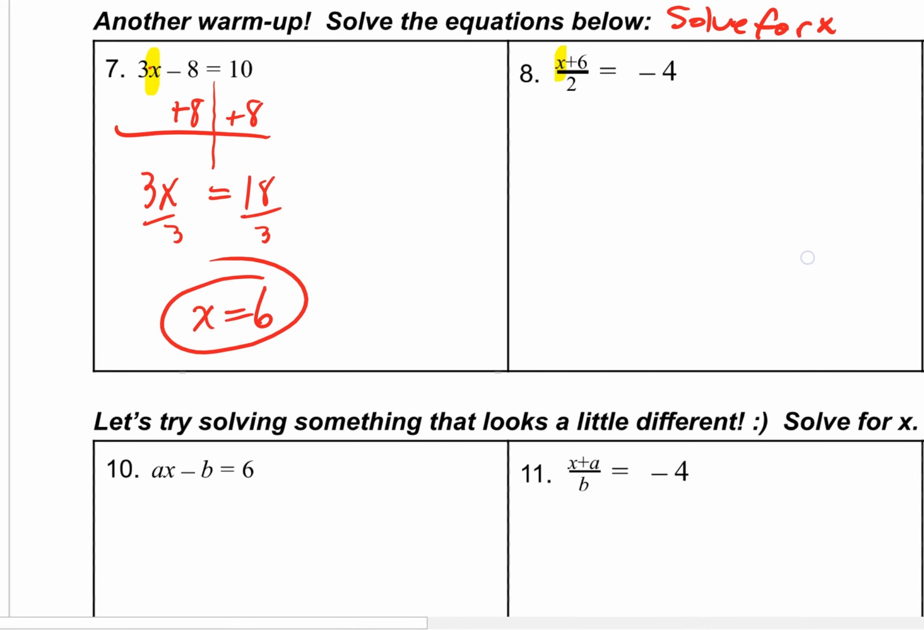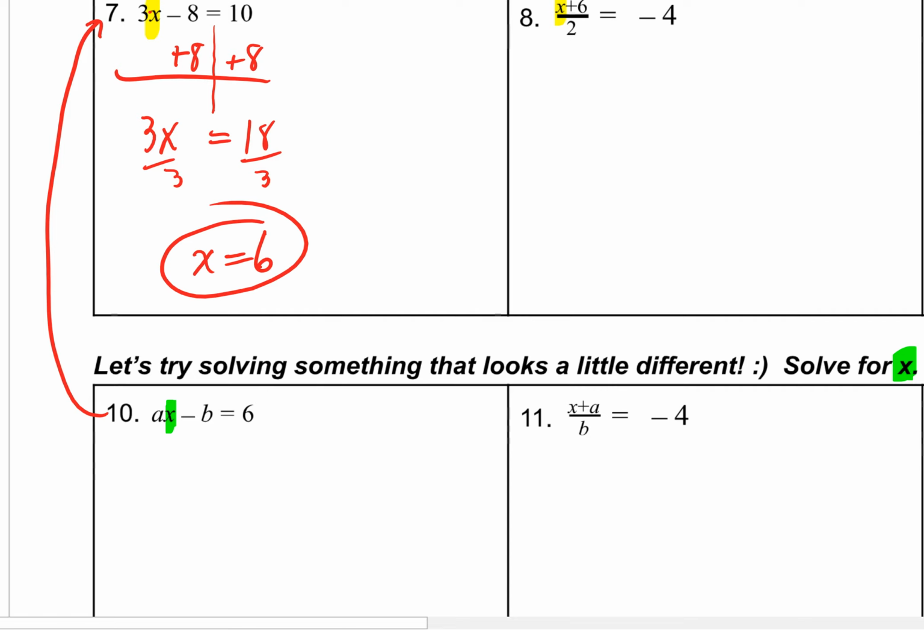But take a look down below. Very similar problem, but my goodness, this looks so much more difficult. You look at this, you have ax minus b equals 6, and you think, my goodness, how in the world do I work this out? Well, guys, what I'm trying to show you is it's exactly like what we did with number 7. X is being multiplied by a, but we also have that subtraction of a b. Get rid of the addition or the subtraction first. That's what we did earlier.